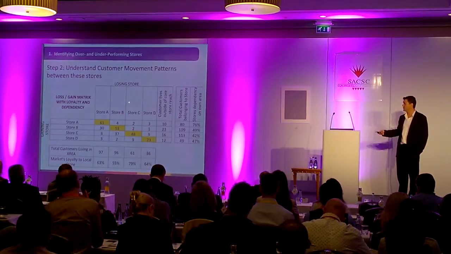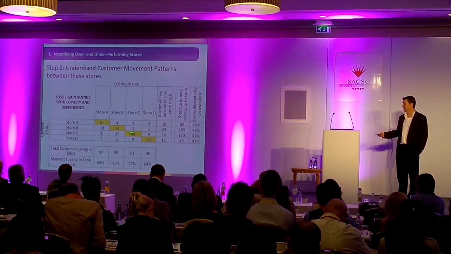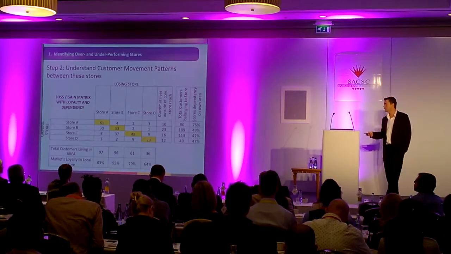The best performing store in terms of loyalty would be C. Of those 61 customers, 79% or 48 shopped at its local store, and it didn't lose too many to the other stores. And so that's how you'd interpret the columns.